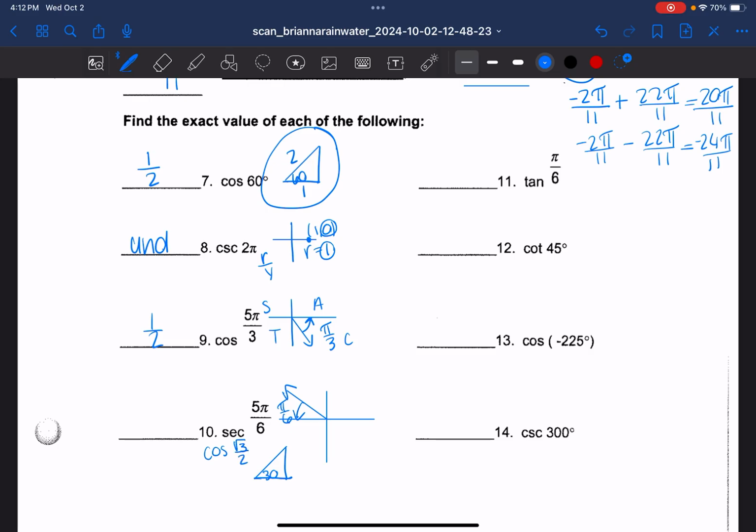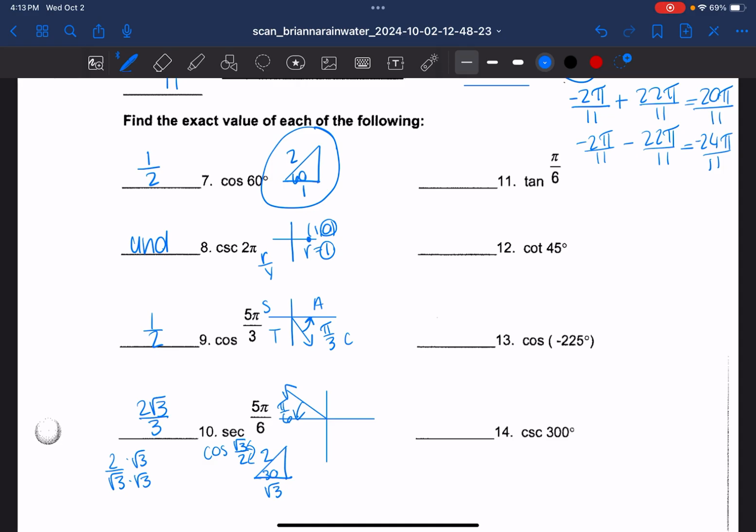Or in my picture, it would require us knowing x, which would be root 3, and r, which would be 2. So either way, I flip this over, or I write it as 2 over root 3, but we can't leave root 3 in the bottom, so we multiply top and bottom by root 3. We end up with 2 root 3 over 3.